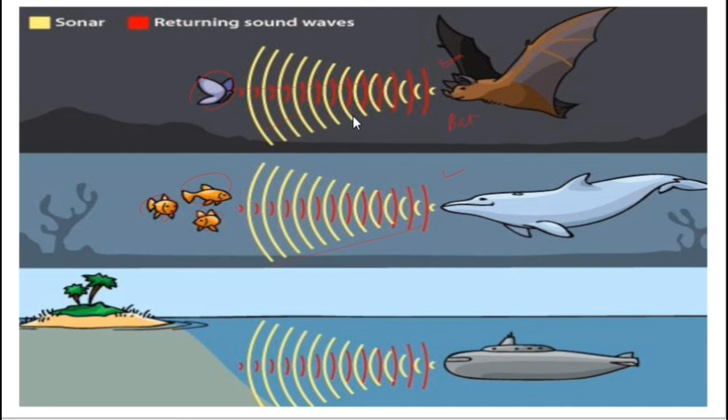Next, this is a ship or submarine, we can say. Similar technology is used. This is sonar technology, right? Ultrasonic waves are released. They reflect back after hitting a surface, and we are able to know about the underlying icebergs or sunken ships or detect submarines and other things.